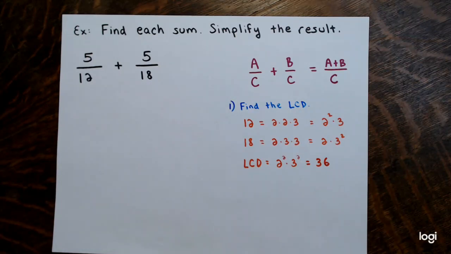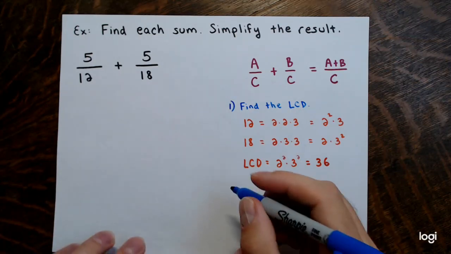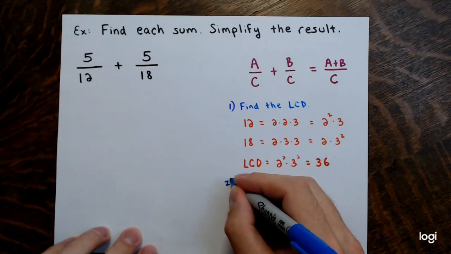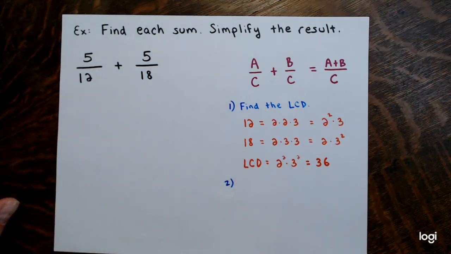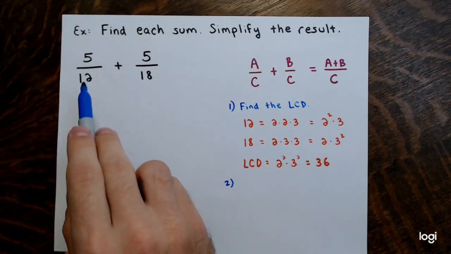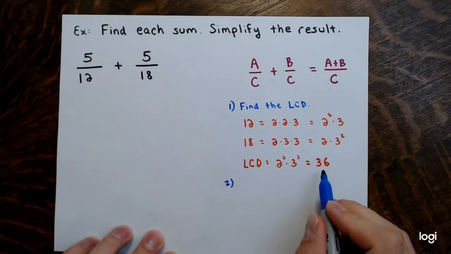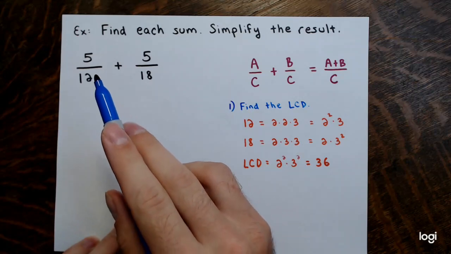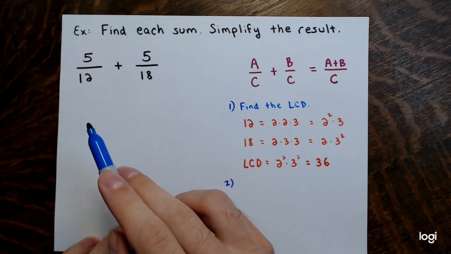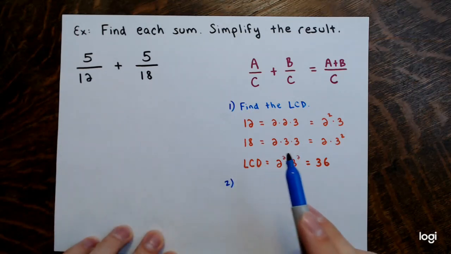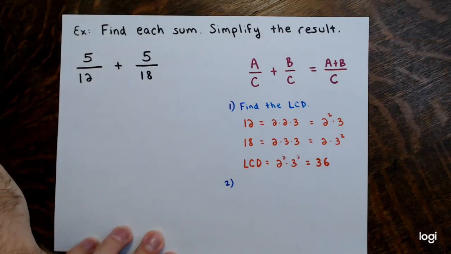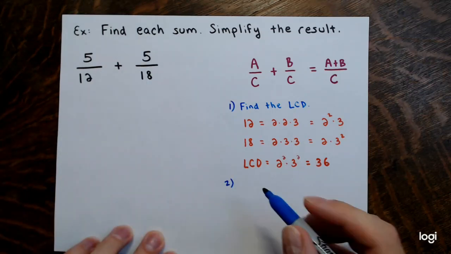So I have found the LCD. The next step is to now rewrite the fractions as equivalent fractions. So I'm going to rewrite 5/12 as something that's equal to 5/12, but with a denominator that's this LCD, that's going to be 36.